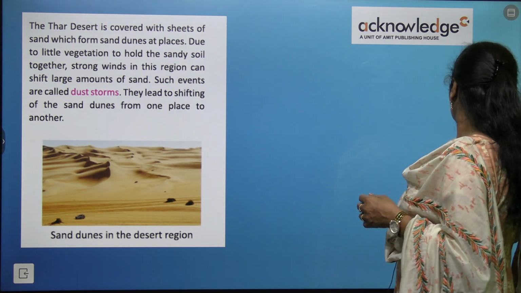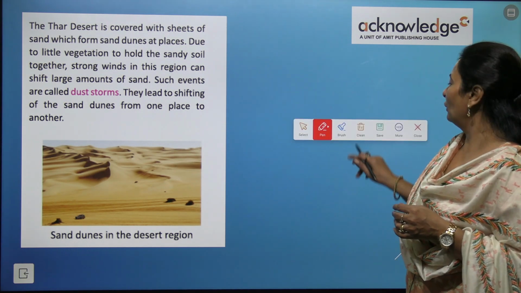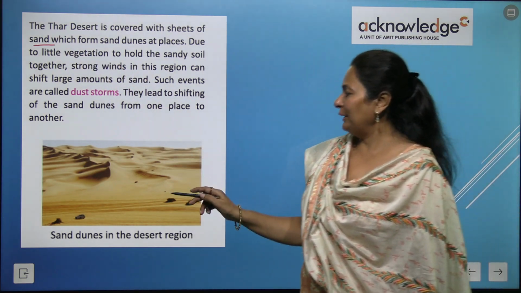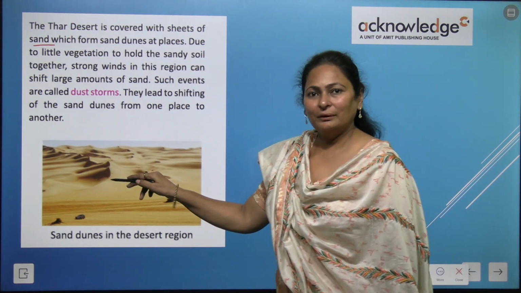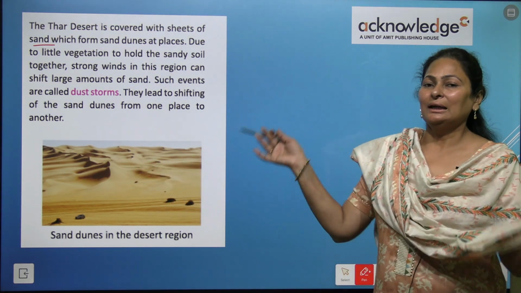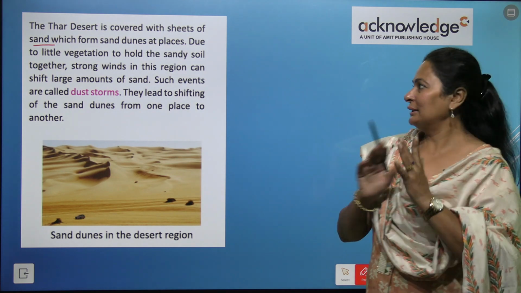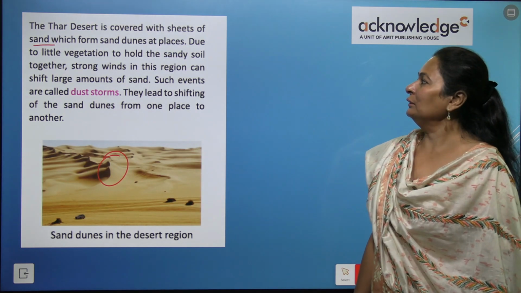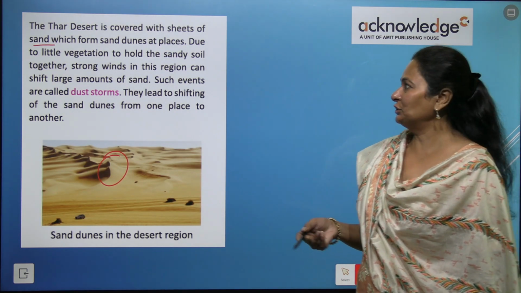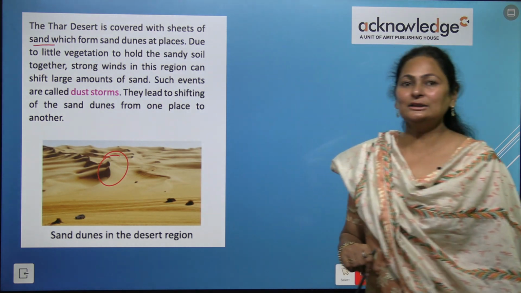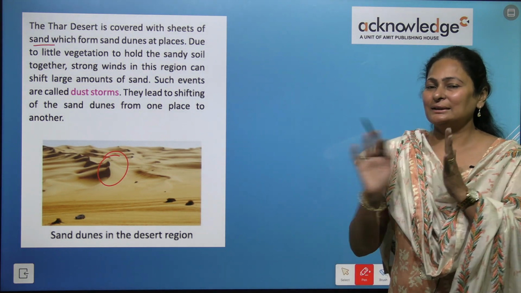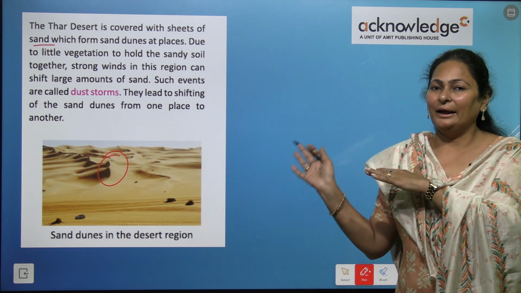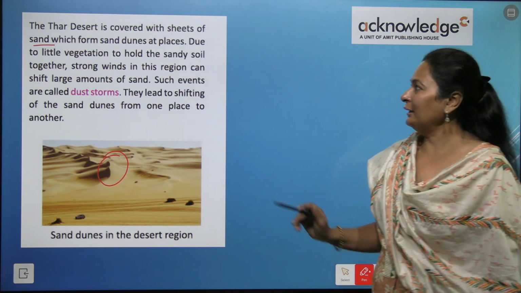The Thar Desert is covered with a sheet of sand, which forms sand dunes in places. You can see it rises because the sand has accumulated here, and this is called a sand dune. There is little vegetation to hold the sandy soil together. This is sand, not soil. It is loose sand. It moves with the wind, right?